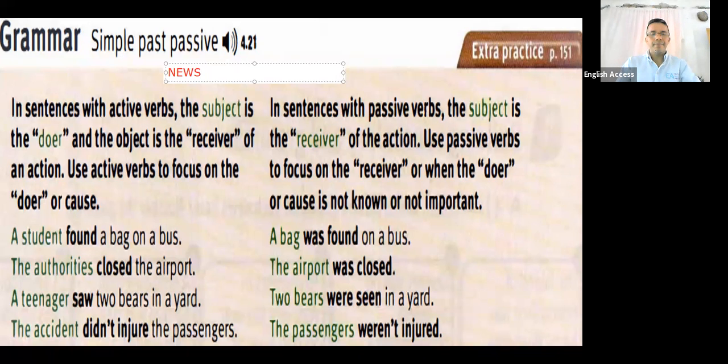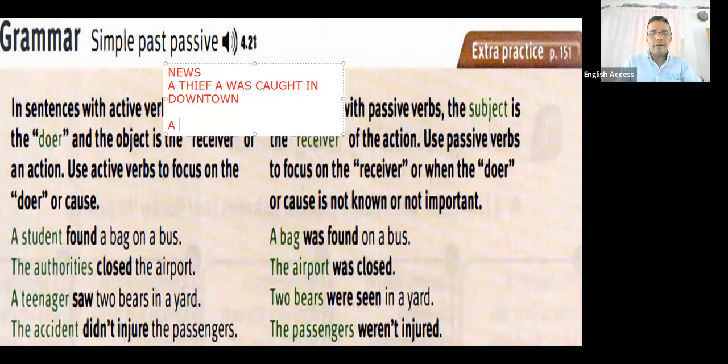For example, when you say a thief was caught in downtown. A dolphin was seen in Acapulco's waters. When I say waters, I mean ocean, sea.